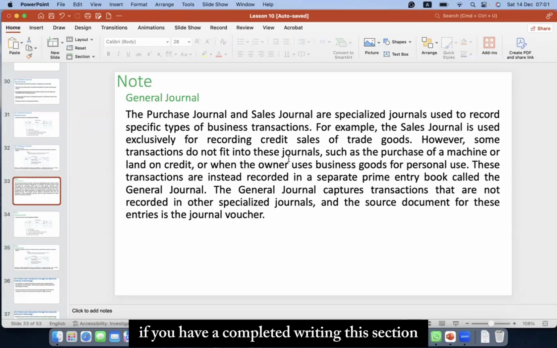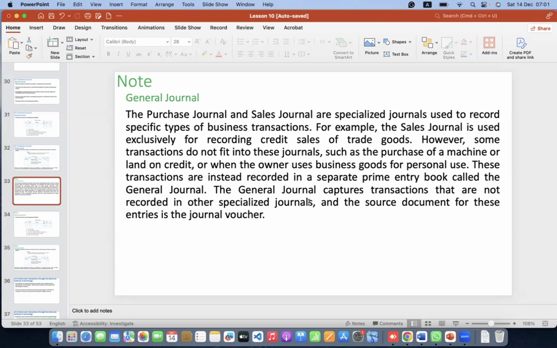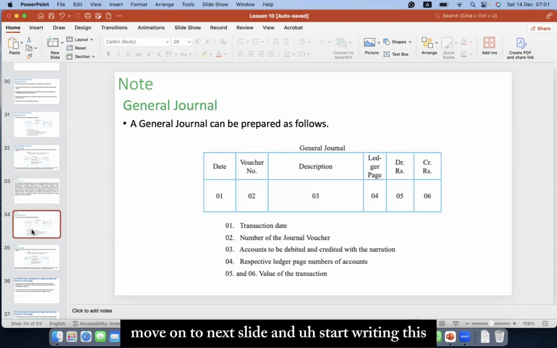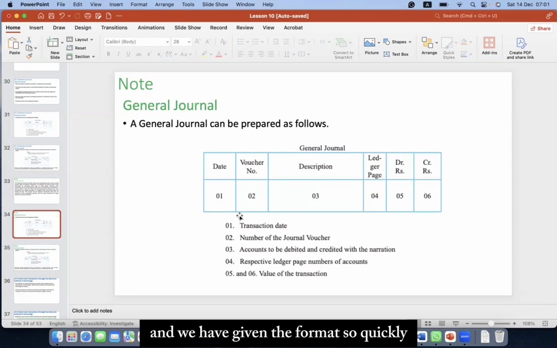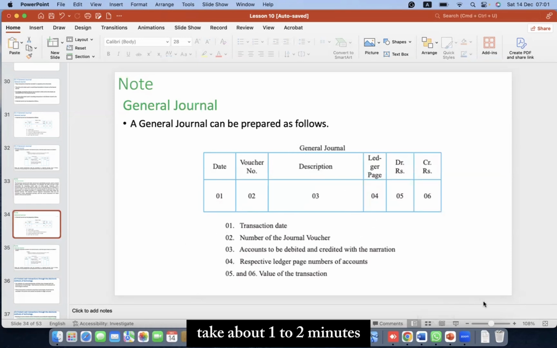If you have completed writing this section, you can move on to the next slide and start writing this. So a general journal can be prepared as follows, and we have given the format. So quickly note down this format. Take about 1 to 2 minutes.